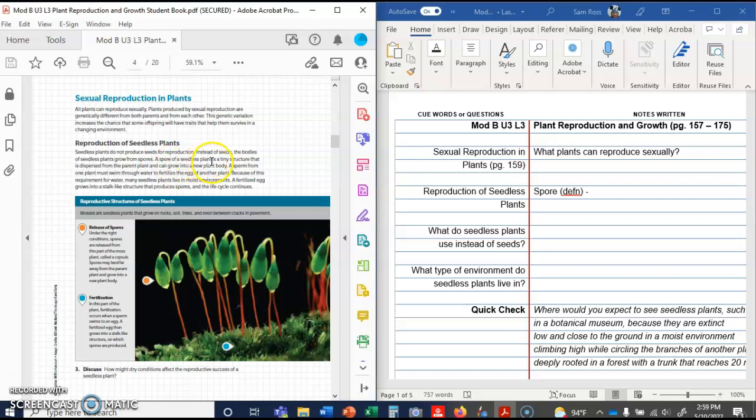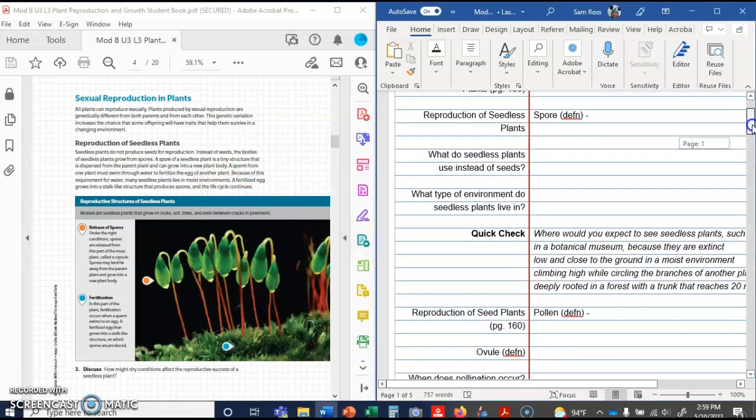A spore of a seedless plant is a tiny structure that is dispersed from the parent plant and can grow into a new plant body. What do seedless plants use instead of seeds? Spores. They use spores. Instead of seeds, the bodies of seedless plants grow from spores. Okay. What type of environment do seedless plants live in? Because of this requirement for water, many seedless plants live in moist environments, and that brings us to our first quick check.